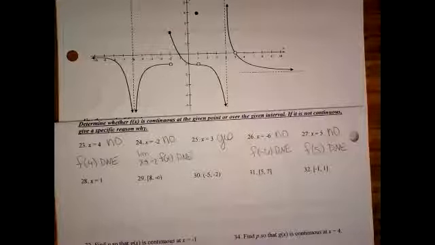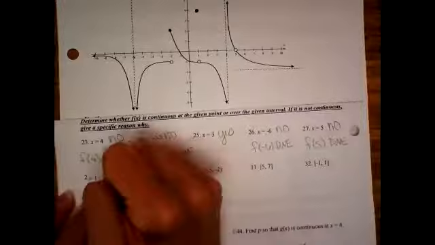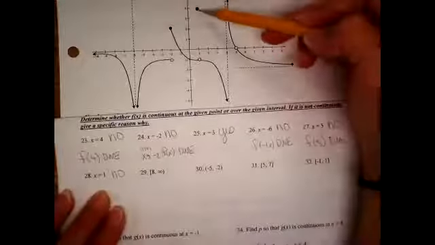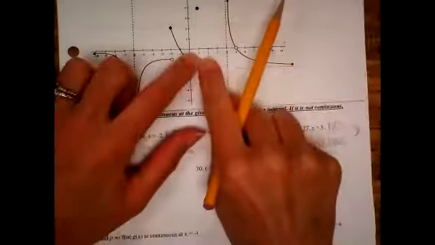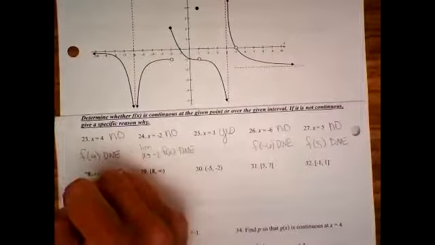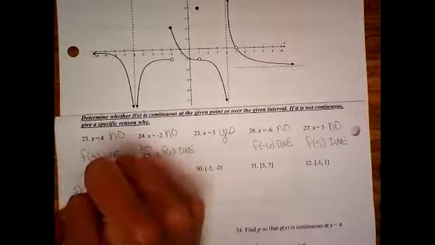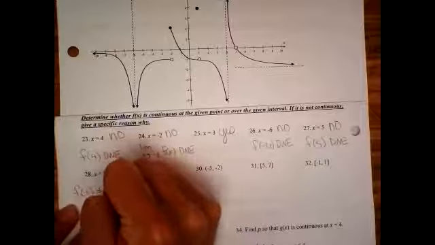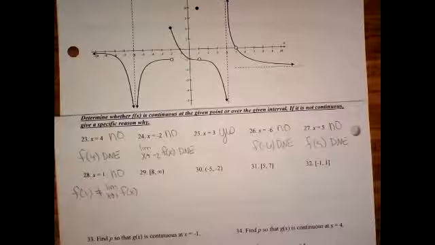All right, this is the one Gabe was just talking about. At 1, it's no. There is a point and there is a limit. They don't equal each other. So f of 1, that's the point, does not equal the limit as x approaches 1 of the function.